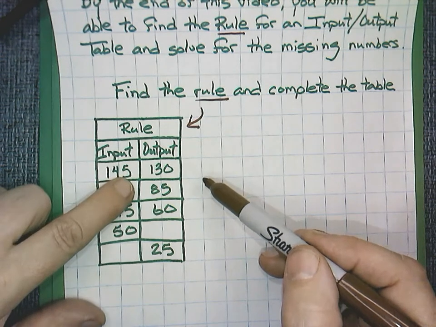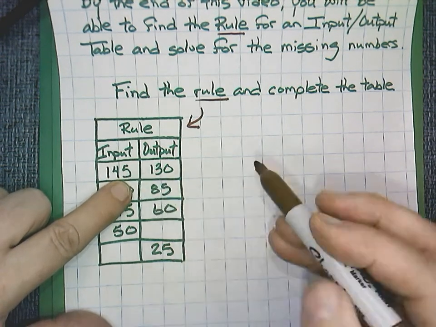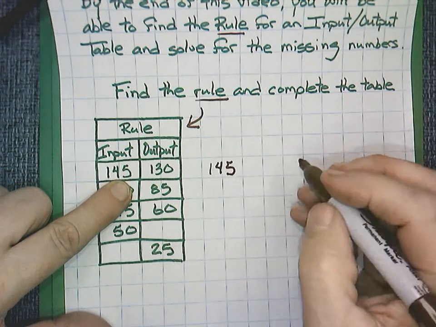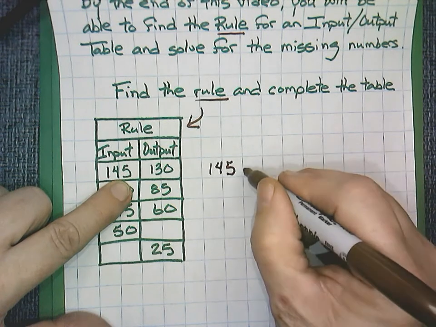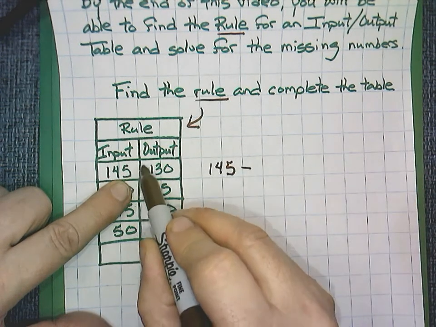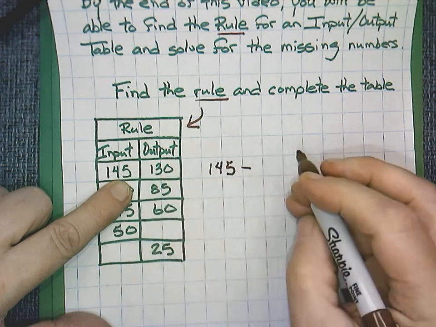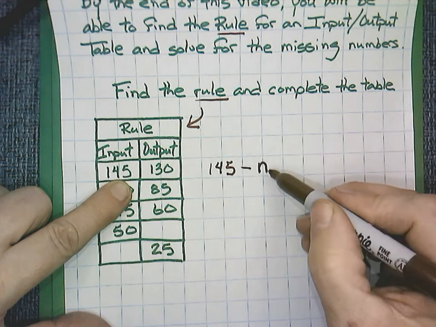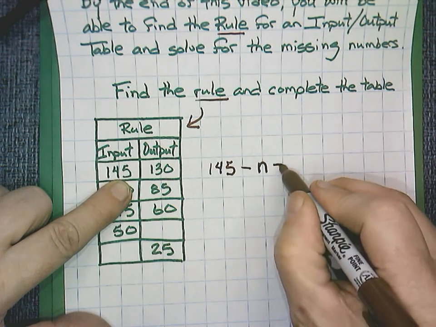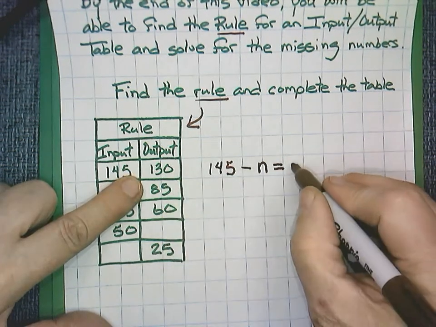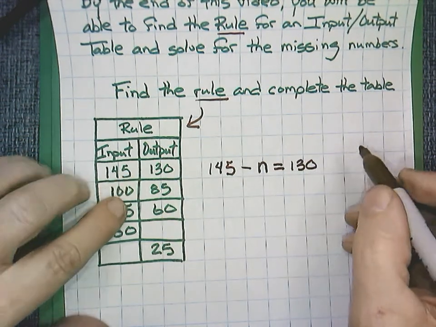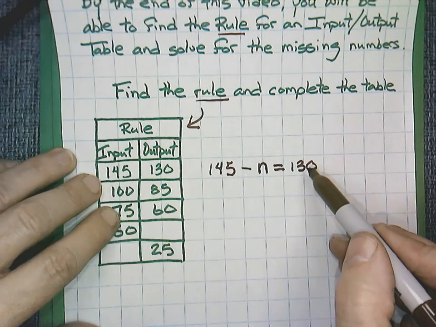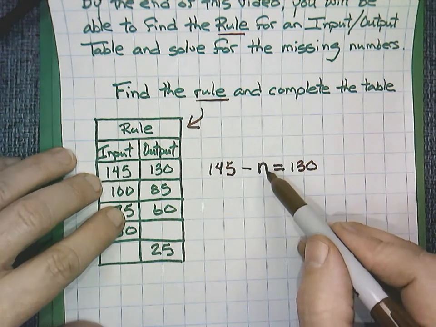I'm going to use this first row of information. I'm going to start with the 145. And we said that we think it's going to be subtraction, but I'm not sure what I'm subtracting to get to the 130. So I'm going to use a variable, n. The variable represents an unknown number. 145 minus n is equal to 130. The next step is to arrange this so that it can be helpful in getting the value for n. Our job is to solve for n.